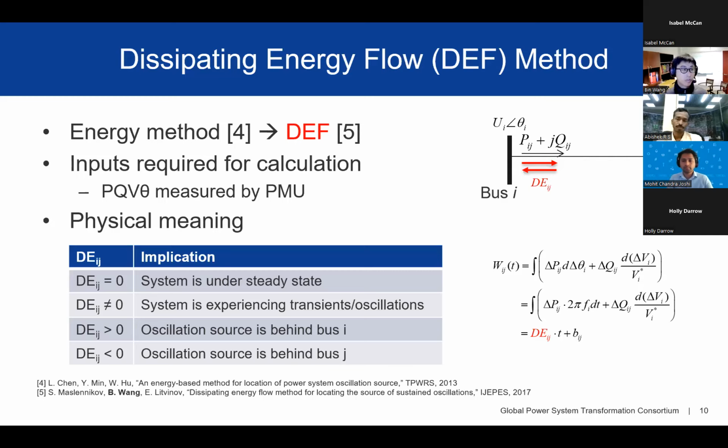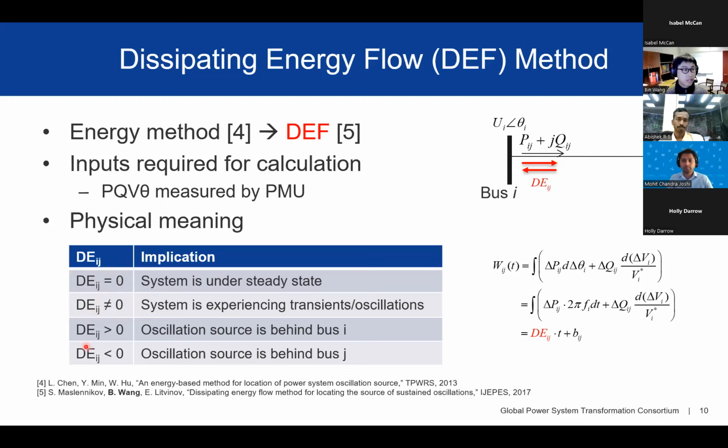So what's the meaning of DEF? Similar to regular power flow, which is defined at 60 or 50 Hertz, the dissipating energy flow is the transient energy or transient power flow defined at the oscillation frequency. We call it transient because if the system is under steady state, the dissipating energy flow is 0. If you can see it here, it's 0. But if the system is experiencing oscillations or transients, the dissipating energy is not 0.